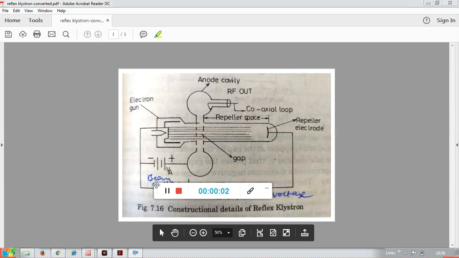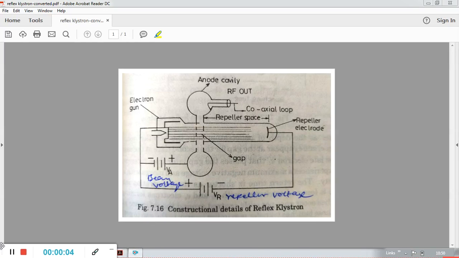In this session, I will be explaining the working principle of the reflex klystron. The reflex klystron is a single cavity microwave frequency generator of low power and low efficiency. It is a variable frequency generator which generates oscillations based on the specific combinations of the beam voltage and the repeller voltage that are applied to it.